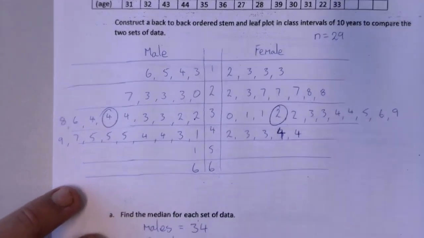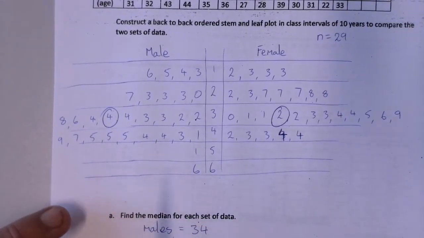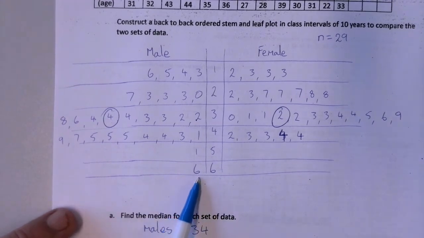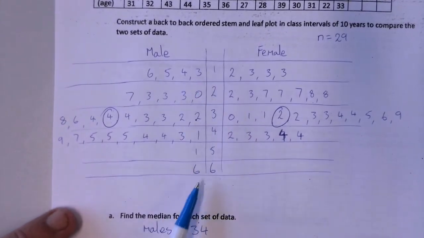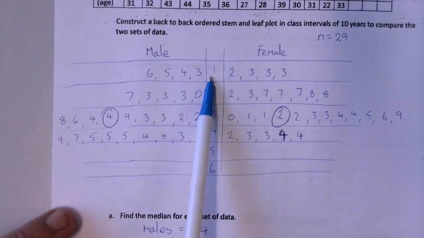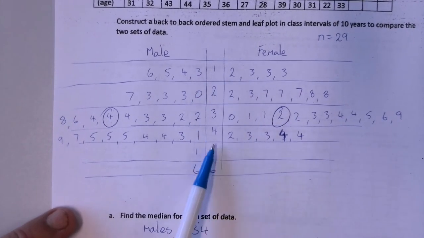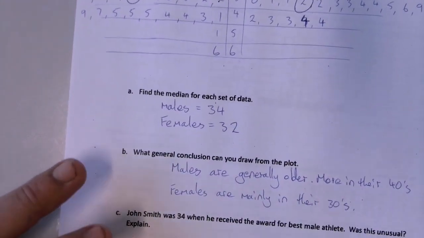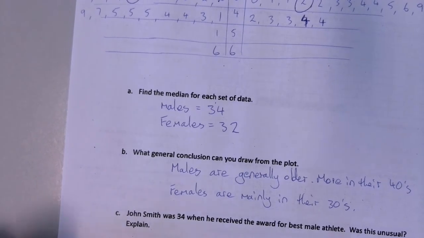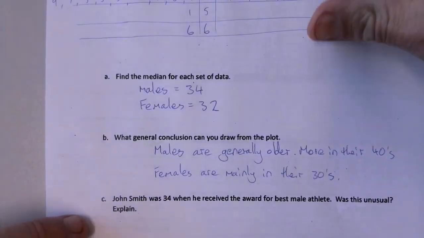You could also talk about the range here if you really wanted to extend out the marks. You see the males have got a range from 13 through to 66, whereas the females are from 12 through to 44. So the range of ages in males is quite a bit bigger than females as well. It's up to you.